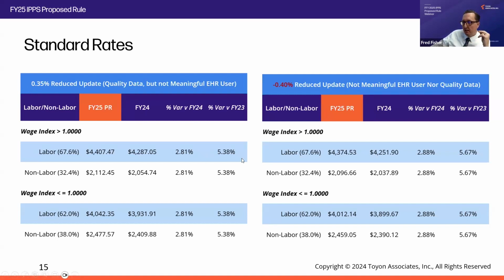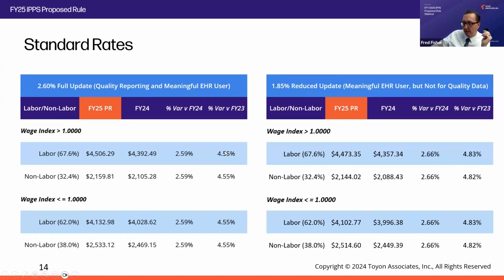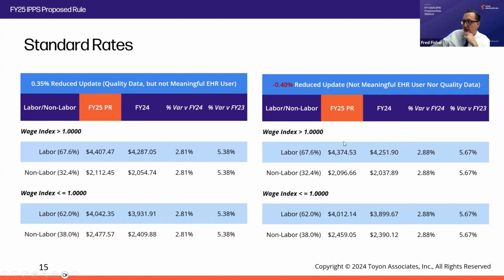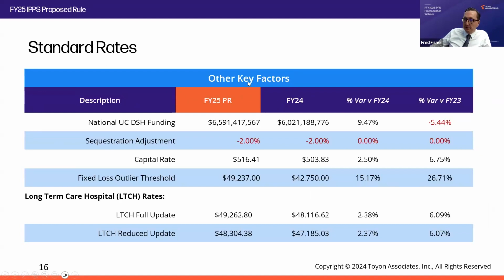And what's interesting is, and again, this is math, but you'll see if we look here, this variance from 24, we're also, as we look at our analysis, comparing against 24 and 23. The full update is about 2.6%, but you see how that changes, right? Depending on this update factor, 2.6%, 2.8%. That's all because of the compounding of those budget neutrality factor adjustments that we talked about earlier. These are the other key factors that are going to affect many of your reimbursement from Medicare this year, or for federal year 25.